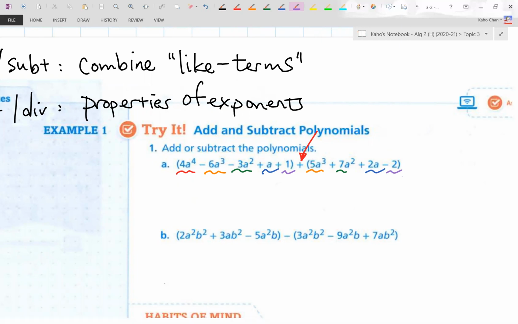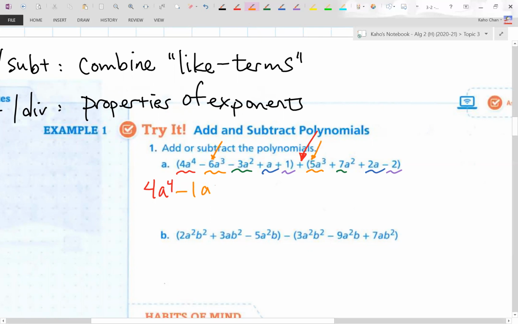You are going to add the coefficients. So a's first, 4a to the fourth. There's no other one there. And then let's look at the a cubes. We have -6 plus 5, that's -1 a to the third. Technically, you don't have to put the 1 there, but I just do it for emphasis.